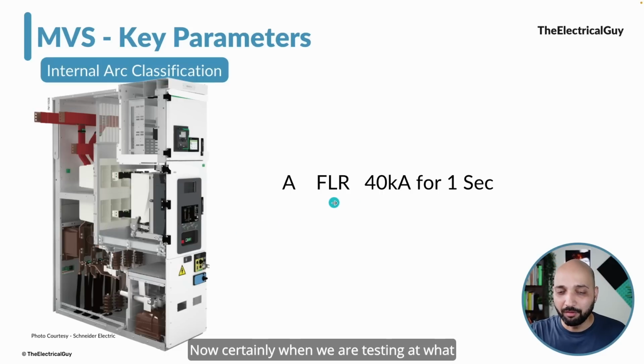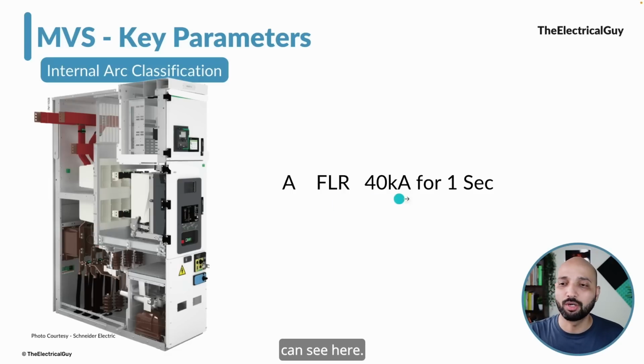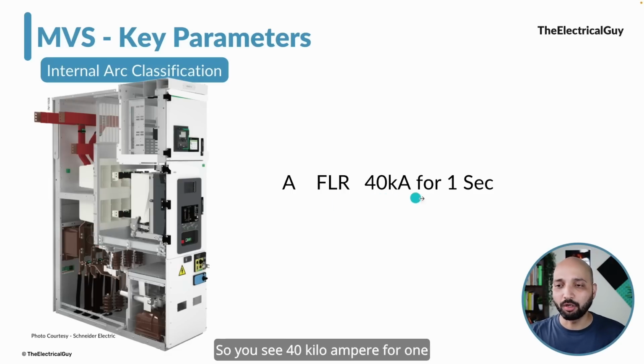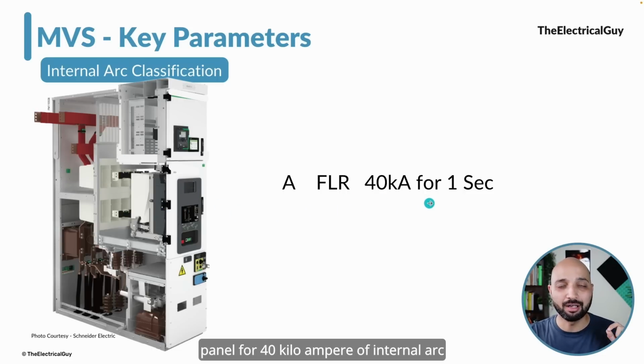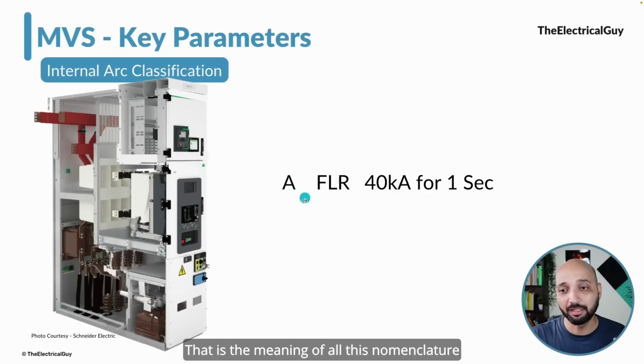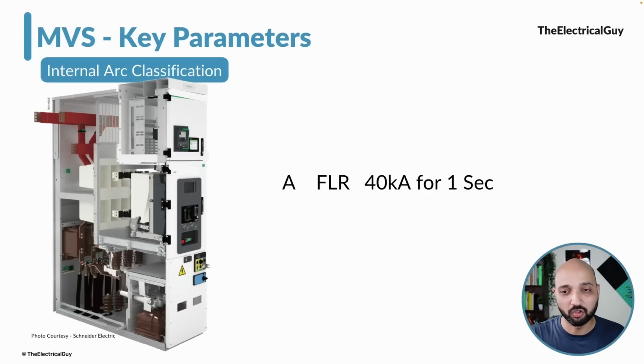Now, certainly when we are testing, at what current level we are testing, you can see here. So you see 40 kiloampere for 1 second. This indicates that I have tested this panel for 40 kiloampere of internal arc for 1 second, and for all the three sides when it is having restricted access. That is the meaning of all this nomenclature that you see about the internal arc classification.